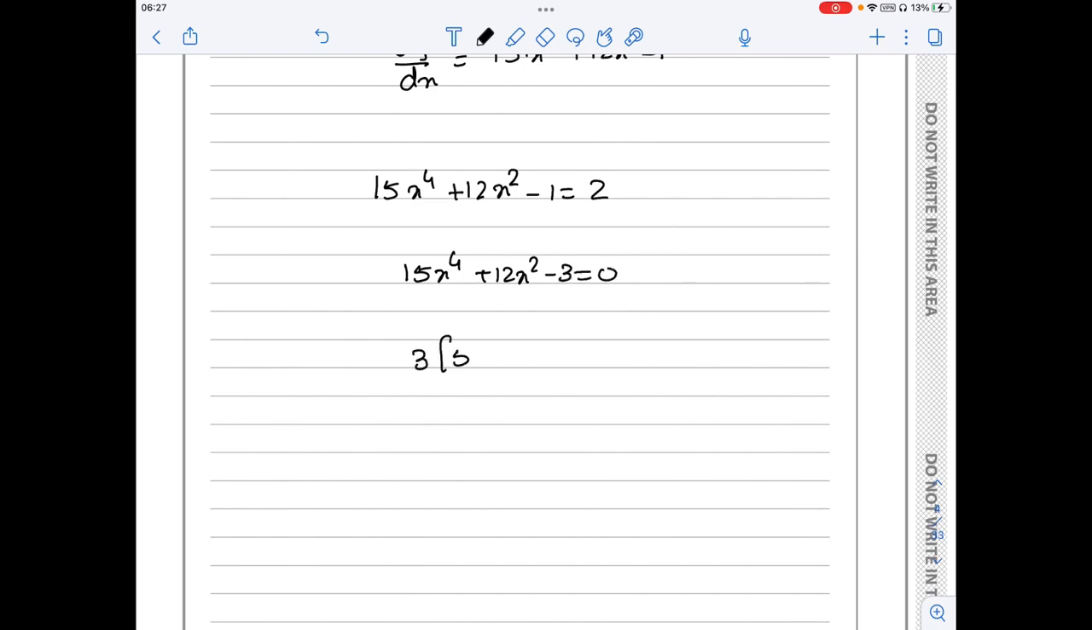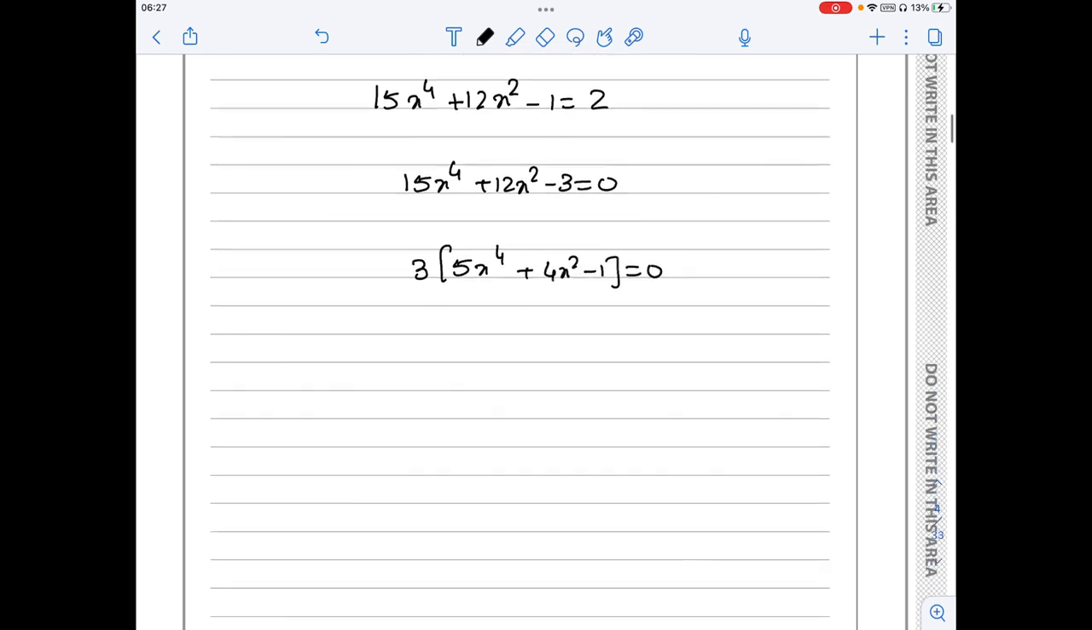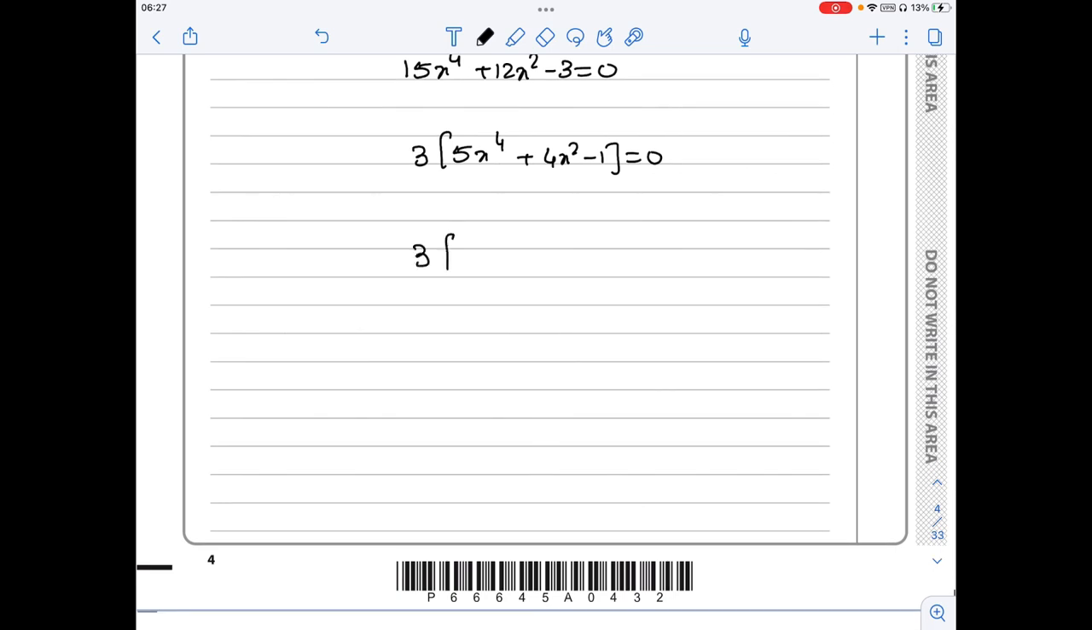Take 3 common, it becomes 5x to the power of 4 plus 4x square minus 1 equals to 0. Factorize the quadratic. Directly I am writing the factors. 5x square minus 1 times x square plus 1 equals to 0. So 5x square minus 1 equals to 0. So x square equals to 1 upon 5.